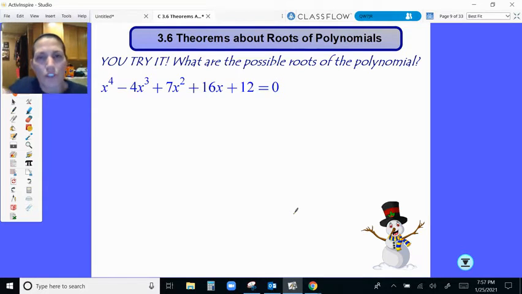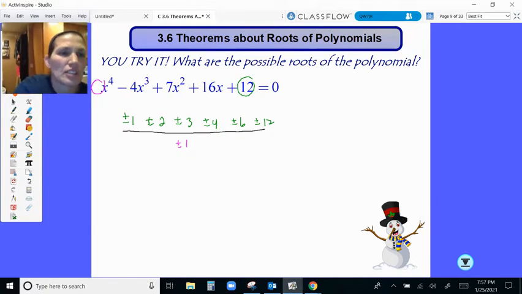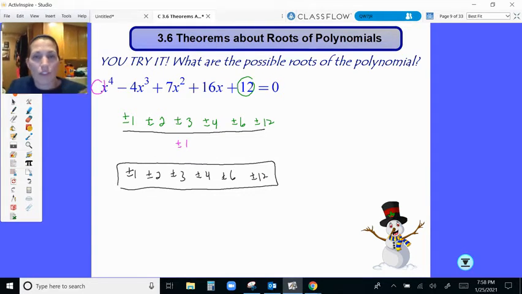All right, so all of my possible roots here are going to be factors of 12. So it's going to be positive, negative 1, positive, negative 2, positive, negative 3, positive, negative 4, positive, negative 6, and positive, negative 12, all over positive and negative 1, right? And since everything is just divided by 1, we can just list them out as positive, negative 1, positive, negative 2, positive, negative 3, positive, negative 4, positive, negative 6, and positive, negative 12. And those are all of my possible rational roots for that one.